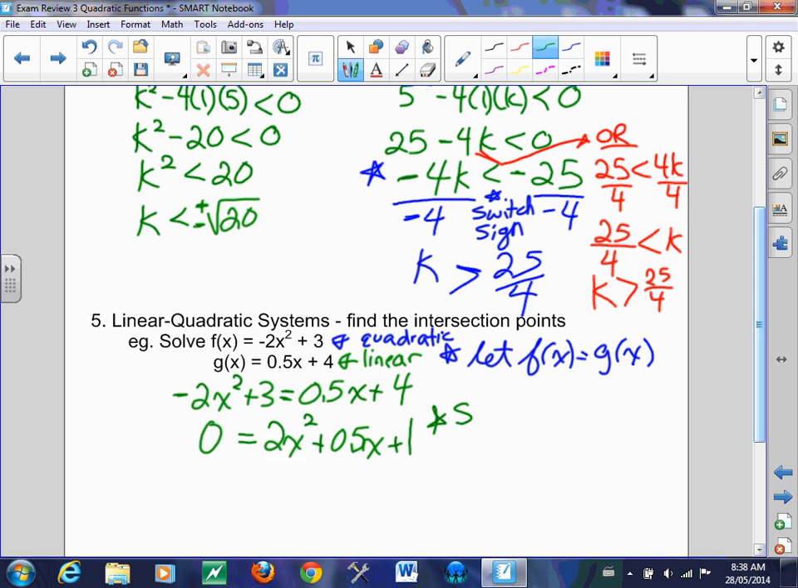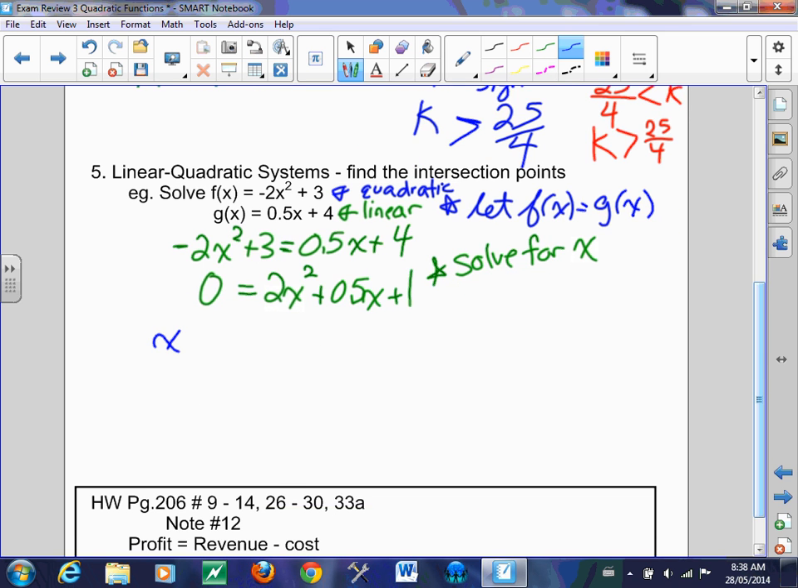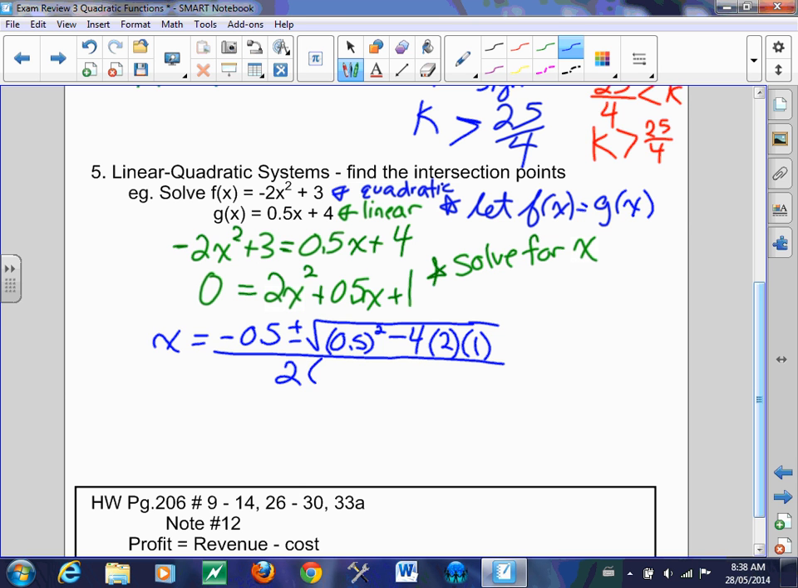And then we have to solve for x. So we can either factor or use the quadratic formula. As soon as I see decimals, ladies and gentlemen, and I can't get rid of them, I'm just going to use the quadratic formula. Okay? So we're going to sub this into the quadratic formula. So x equals negative 0.5 plus or minus the square root of 0.5 squared minus 4 times 2 times 1, all divided by 2 times 2. Okay? All right. Plug that in your calculator, folks.